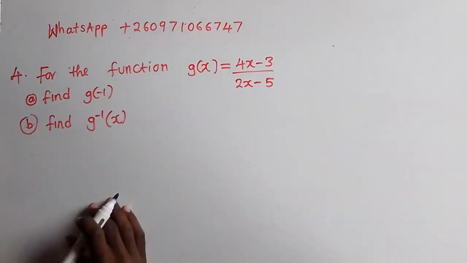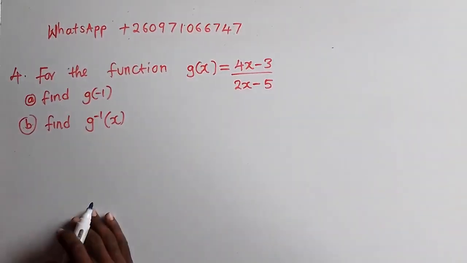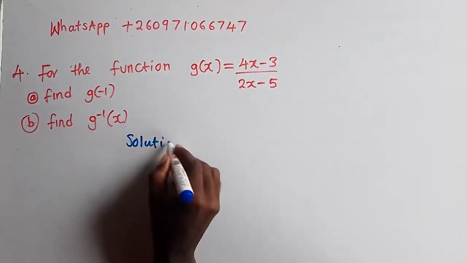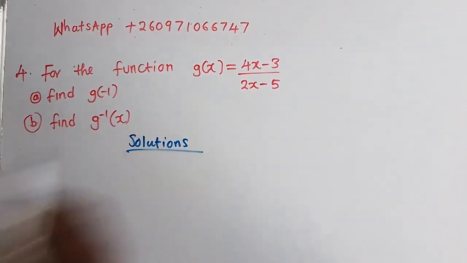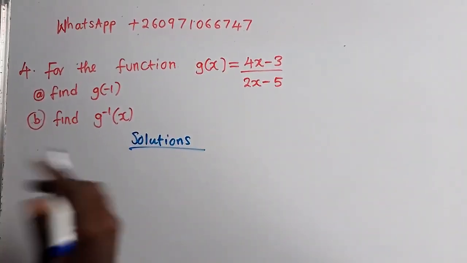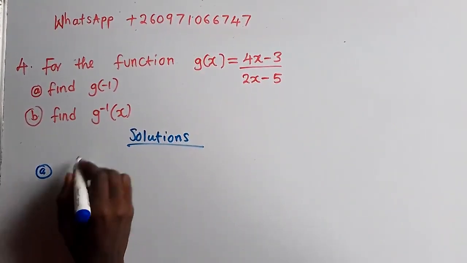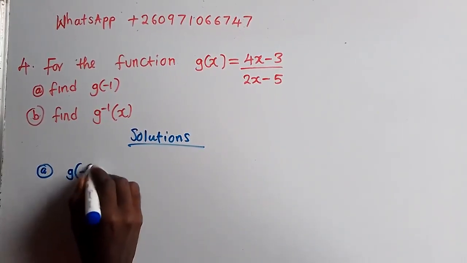We go to the fourth question. This is our question 4 now. So let's see how we are going to answer this question. So let's say solution. We are going to start with A. I'm told to find g of negative 1.